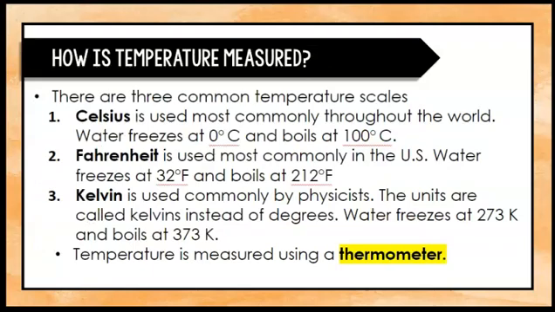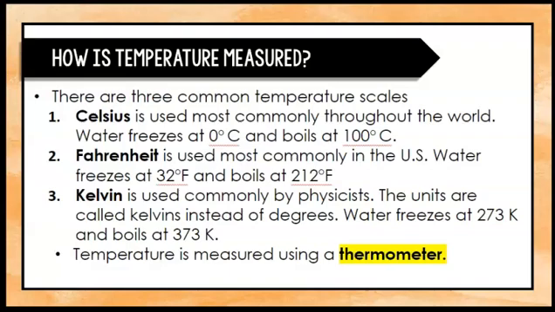We commonly use three different temperature scales: Celsius, which is used most commonly throughout the world, and in this scale, water freezes at 0 degrees Celsius and boils at 100 degrees Celsius. Fahrenheit is what's used most commonly where we are in the United States, and in this scale, water freezes at 32 degrees Fahrenheit and boils at 212 degrees Fahrenheit.